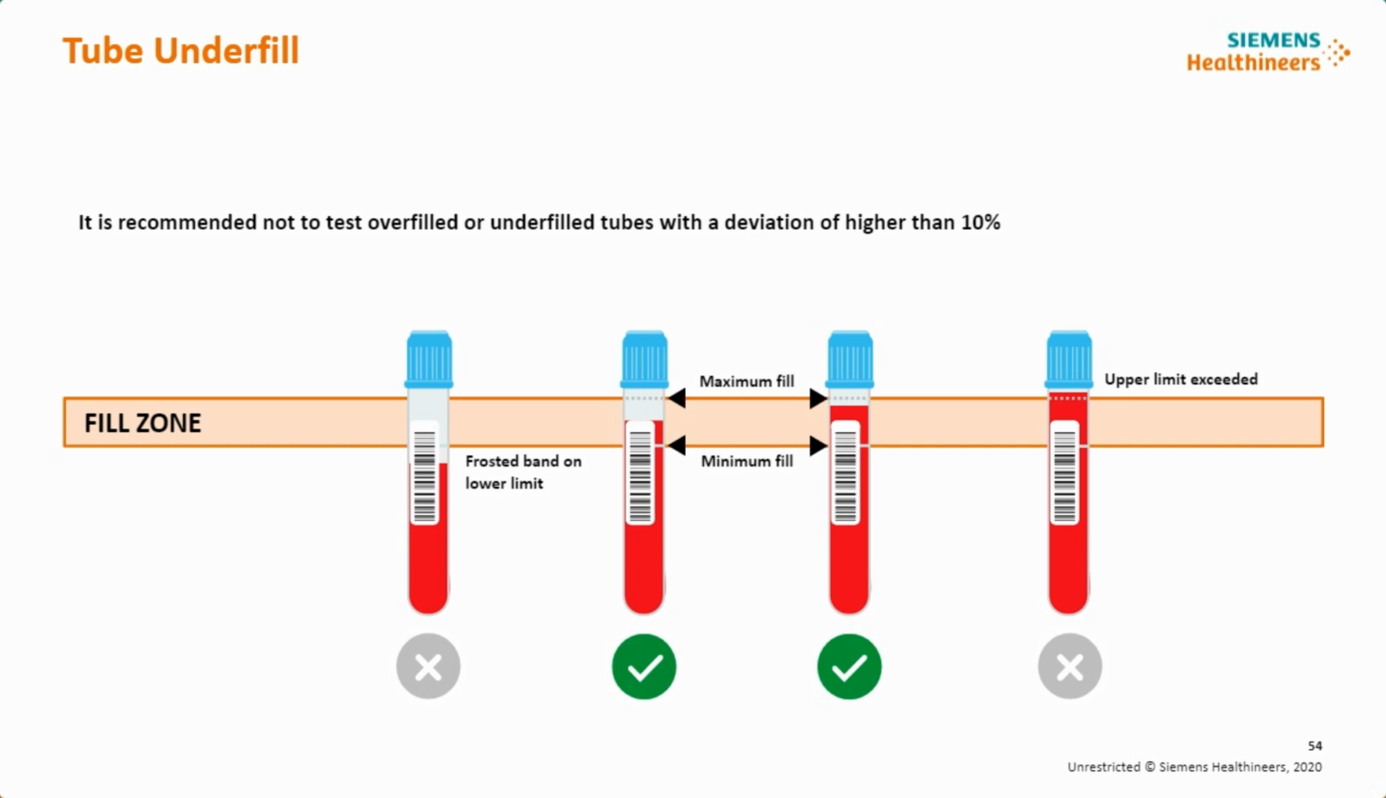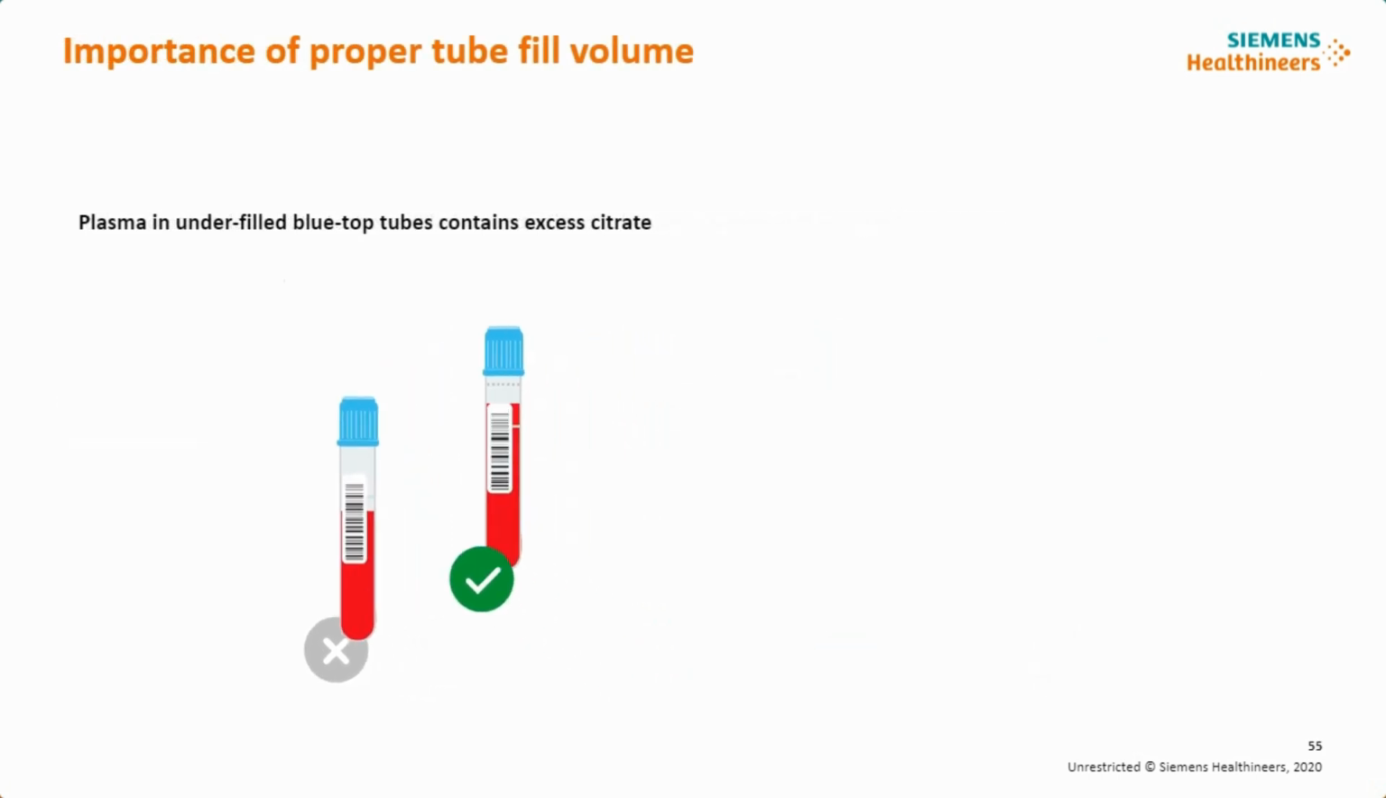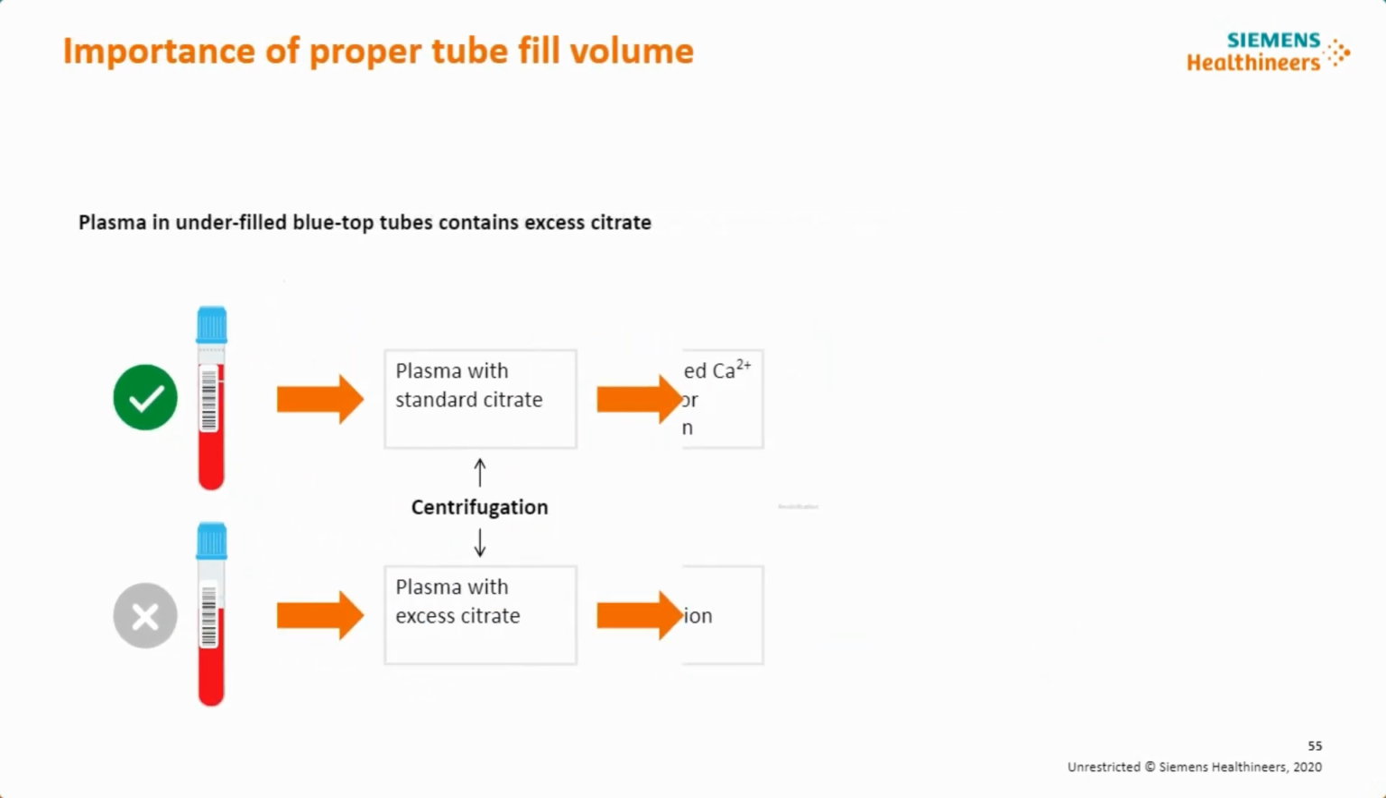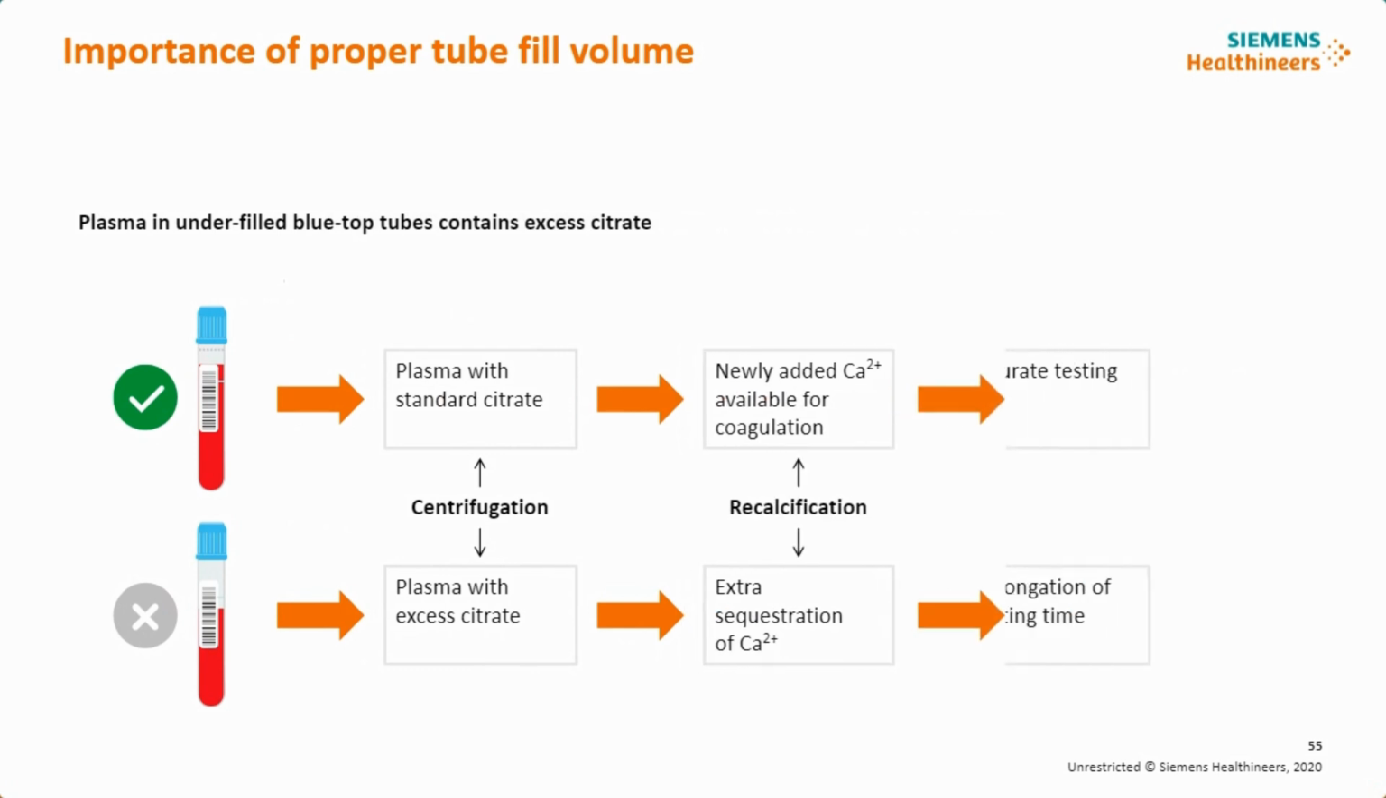But what happens if we have a sample that's underfilled and a sample that's correctly filled? And why is that important? Well, if you look at the green check mark, the sample that has the standard amount of sodium citrate, once we centrifuge the sample and recalcify the sample in order to do coagulation testing, the amount of anticoagulant there, in this case sodium citrate, is properly distributed. Therefore, you're going to get accurate testing.